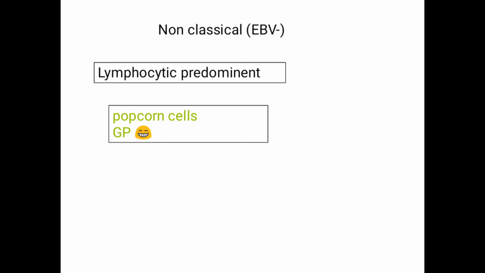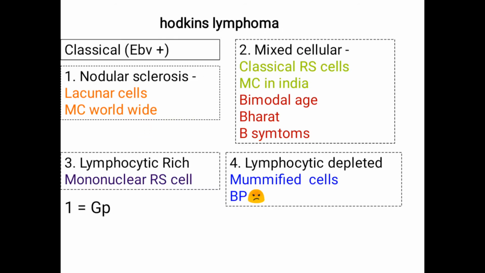Coming to non-classical. Non-classical has less association with Epstein-Barr virus. We need to remember only one thing, that is lymphocytic predominant Hodgkin's lymphoma. Just remember, it has good prognosis, and the type of Reed-Sternberg cells which we see here are popcorn cells. How I remember is popcorn is something which we all love to eat, therefore it has good prognosis. In entire Hodgkin's lymphoma, lymphocytic predominant has good prognosis, while among the classical form, lymphocytic rich has good prognosis.